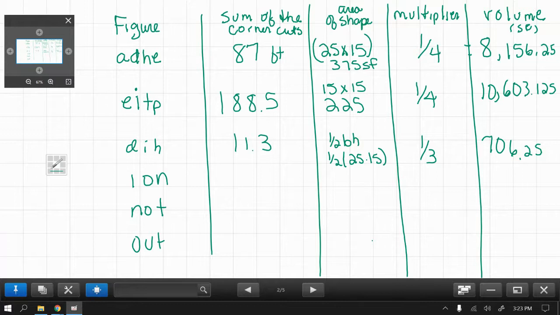So for the sum of the corner cuts for I-O-N, that's that little small one. It would be 3.4, 4.2, and 3.9. 3.4 plus 4.2 plus 3.9 is 11.5. And 1/2 base times height: that is 7.5, and the height is 15. Multiplier is 1/3.